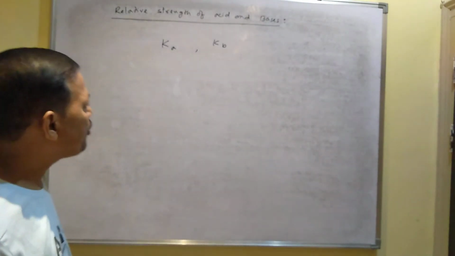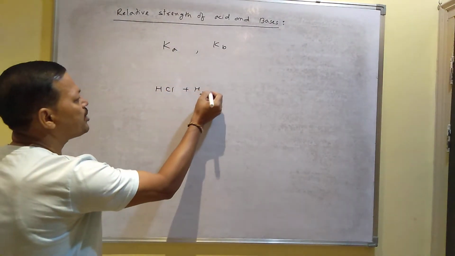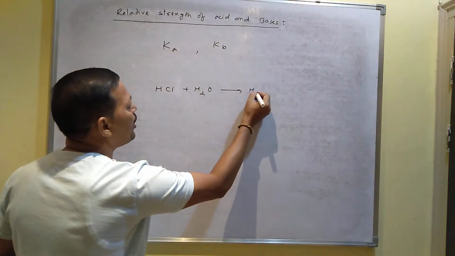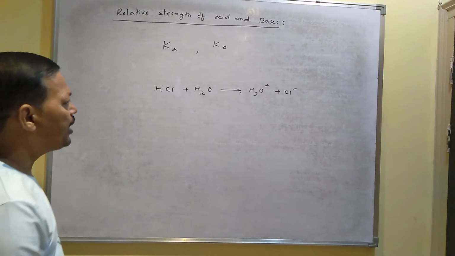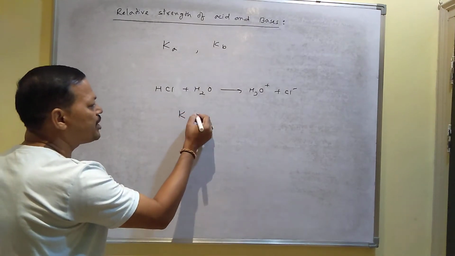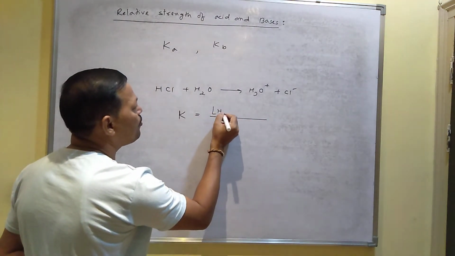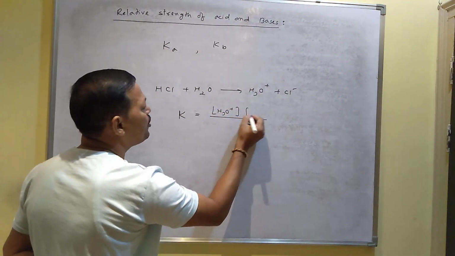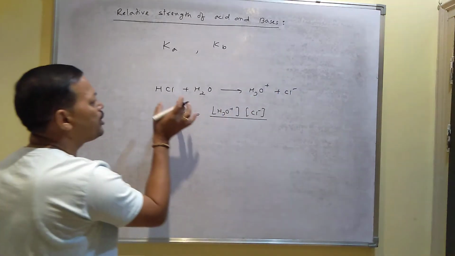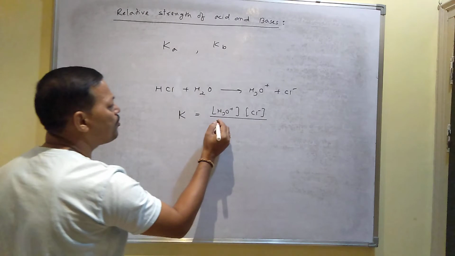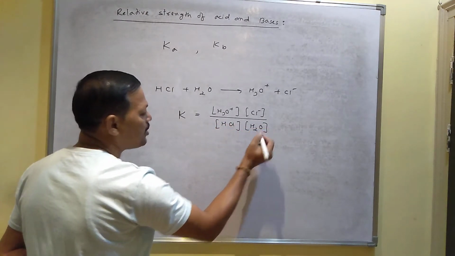Now what is this Ka or Kb? Suppose HCl, when you dissolve in water, it produces hydronium ion and Cl minus ion. Then, by applying the law of mass action, you can write the constant K. K is equal to the concentration of hydronium ion into the concentration of Cl minus ion, I mean multiplication of the concentration of products, divided by multiplication of the concentration of reactants, I mean concentration of HCl into concentration of water.